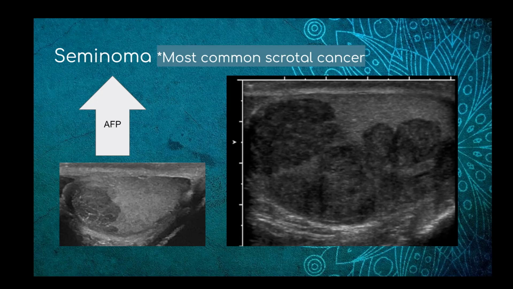So let's start with seminoma. Again, this is the most common scrotal cancer. If you see anything hypoechoic, irregular borders, possibly some microcalcifications, if you see anything irregular within the testicle, most likely going to be a seminoma.